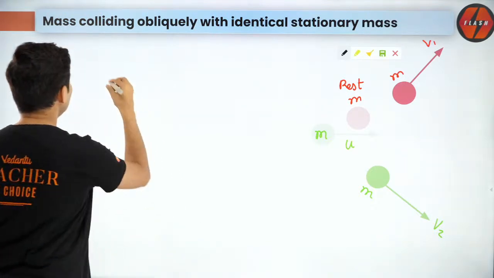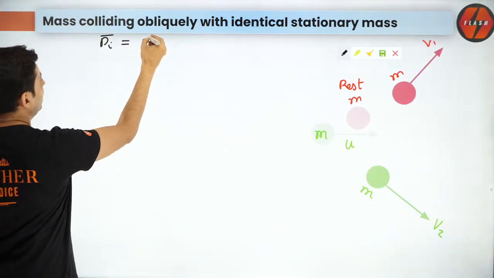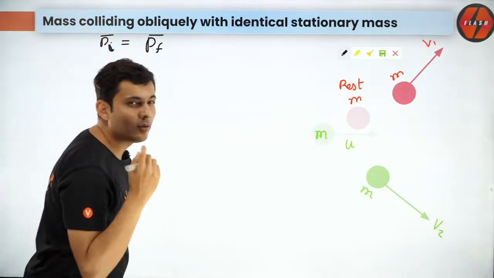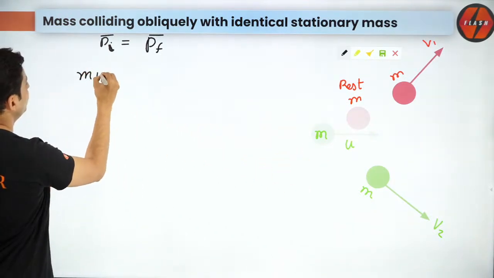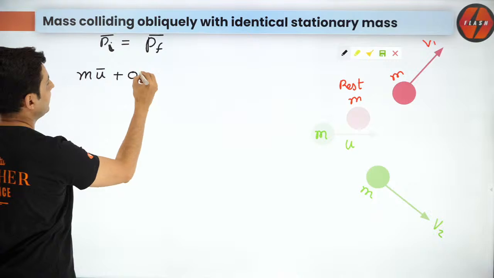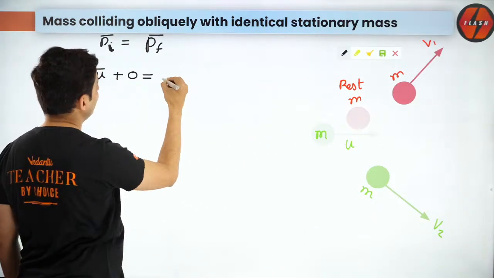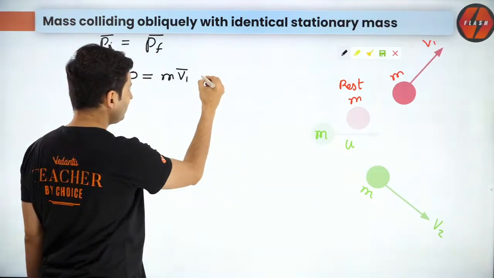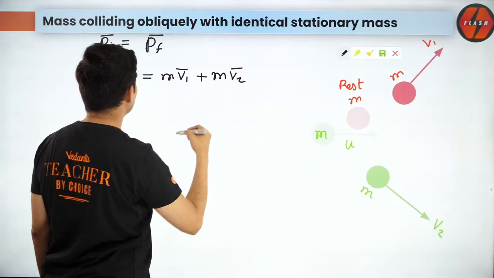Momentum conservation. Initial momentum should be equal to final momentum, but in vector form. I'm going to use vector form. So what is the initial momentum? m u bar. The other guy's momentum is 0. This guy's momentum after is m v1 bar. No component, I put the bar, right? This guy's momentum is m v2.